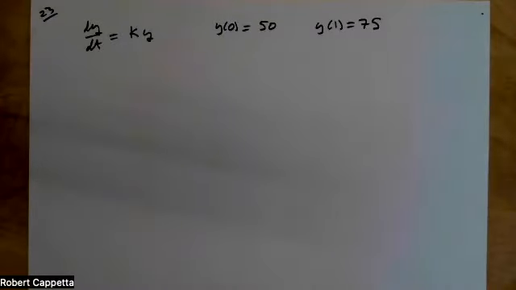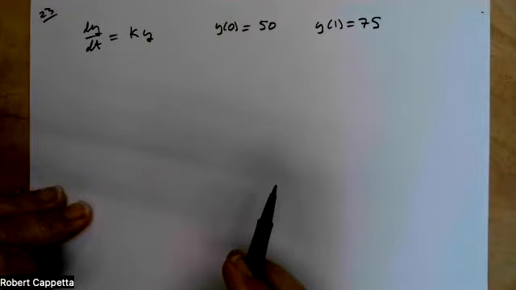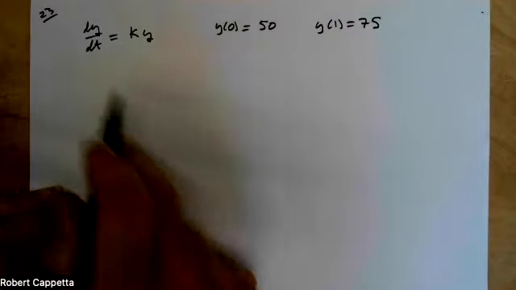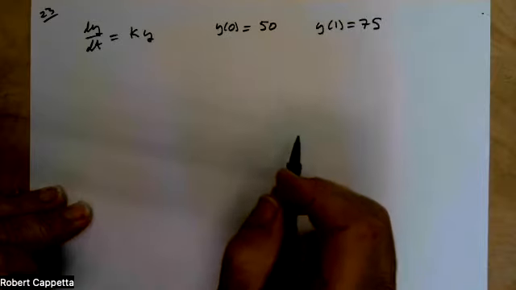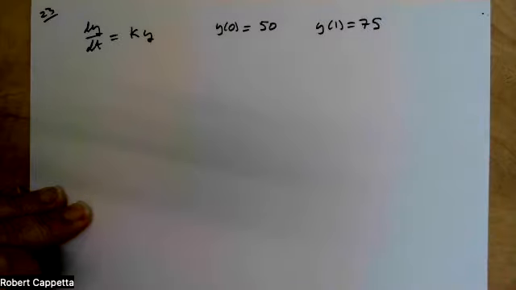So we have a differential equation. dy/dt is ky, y of 0 is 50, y of 1 is 75. This example is exponential growth and decay. It is a separable differential equation. So we've got to get all the y's on one side, all the t's on the other.